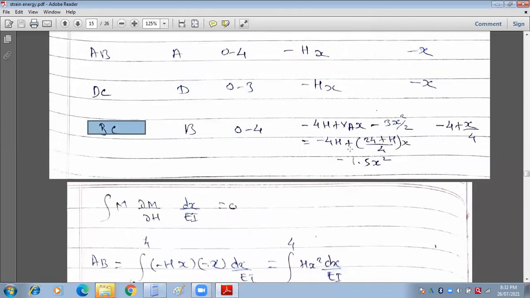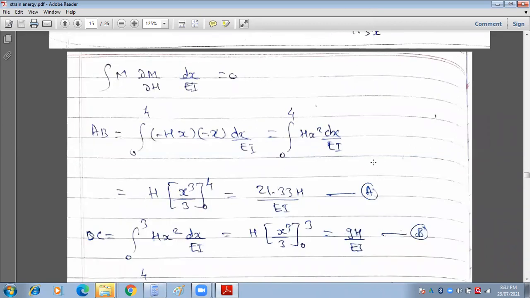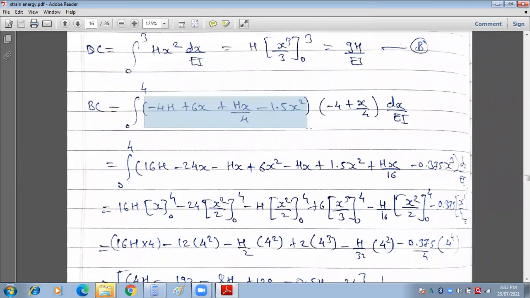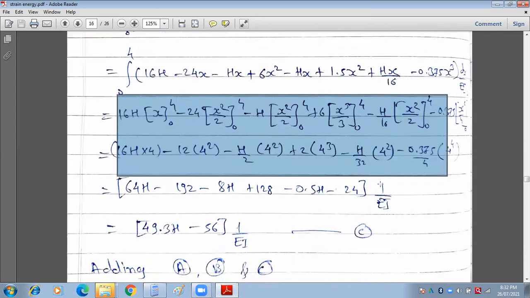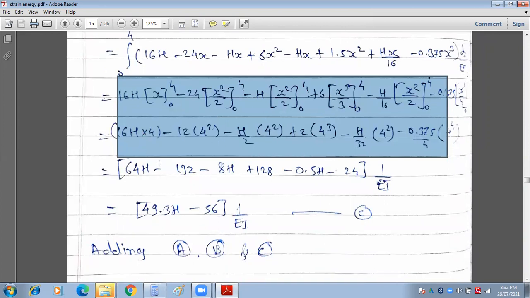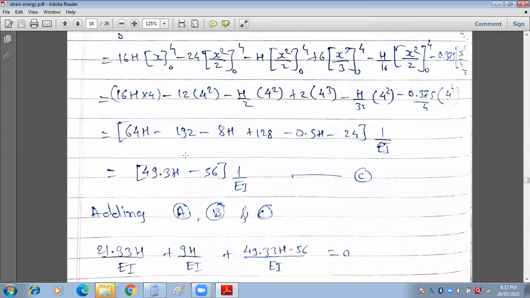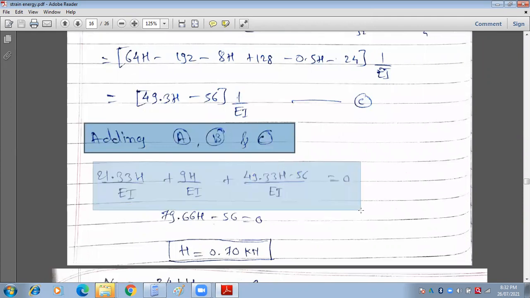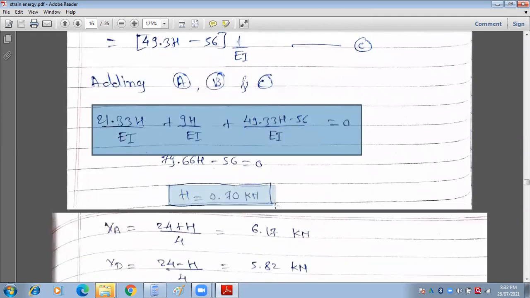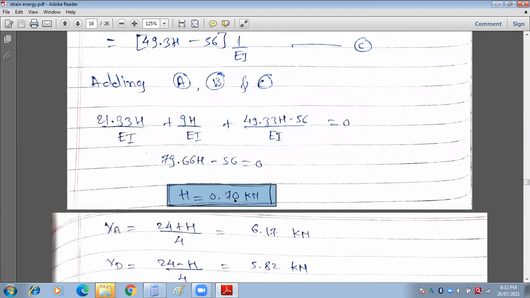For the BC portion, this moment is multiplied with this partial derivative, the 4 and the X upon 4 each multiplied with the whole bracket, and you get the whole equation. By integrating all these terms, it is tedious work but simple calculations. If you do this thoroughly, you get equation C. Now adding equations A, B, and C, you get the final equation in the form of H, and you get the value of H, that is 0.7 kilonewton.